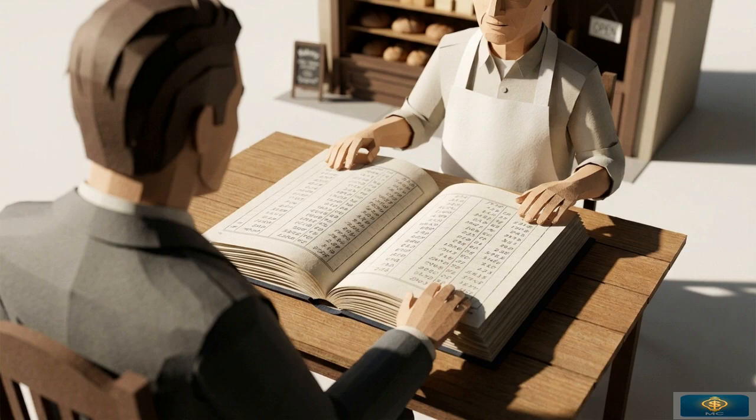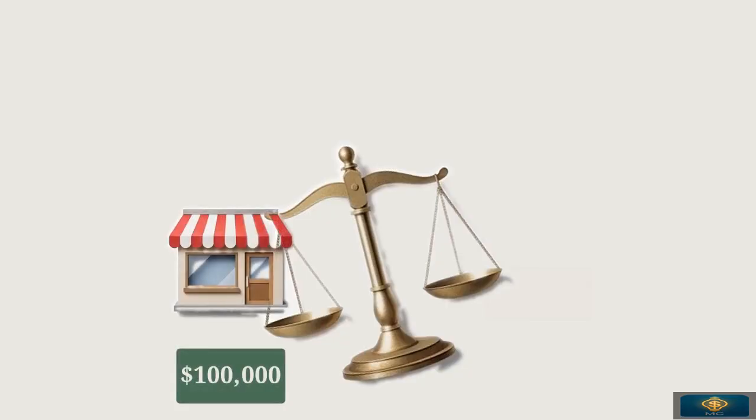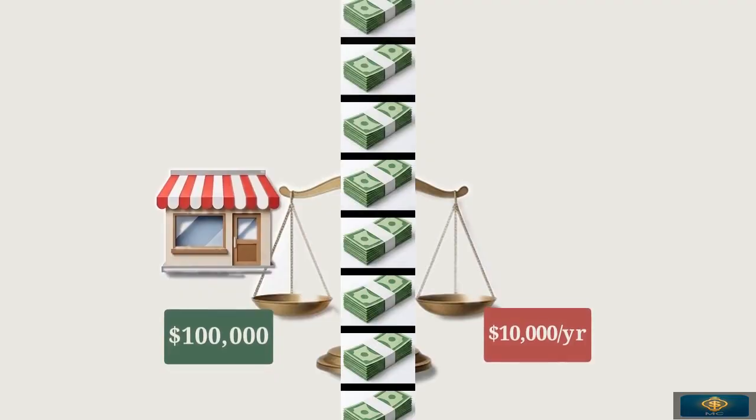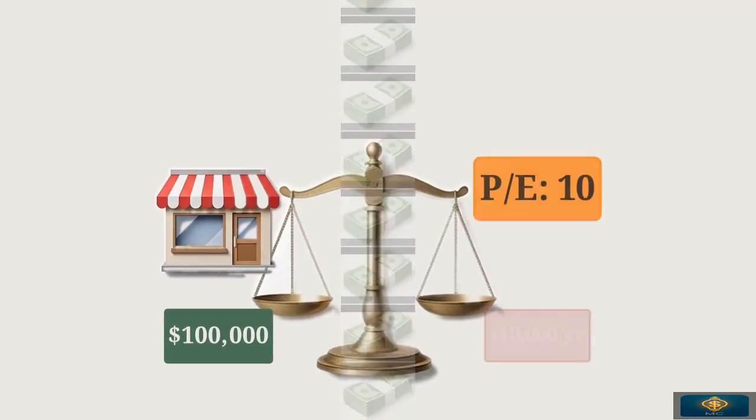You have to walk inside, sit down with the owner, and ask how much actual cash profit this bakery generates in a single year. The owner opens the books and shows you that the shop makes exactly $10,000 a year in profit. Since the asking price is $100,000, you are paying 10 times the bakery's annual earnings.